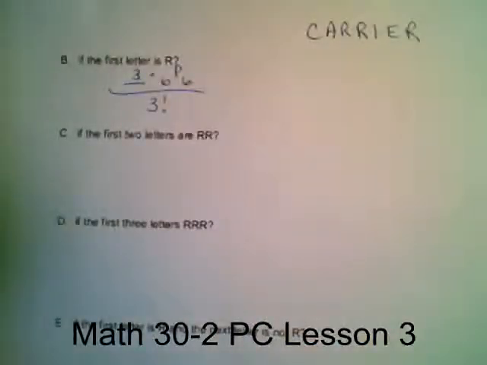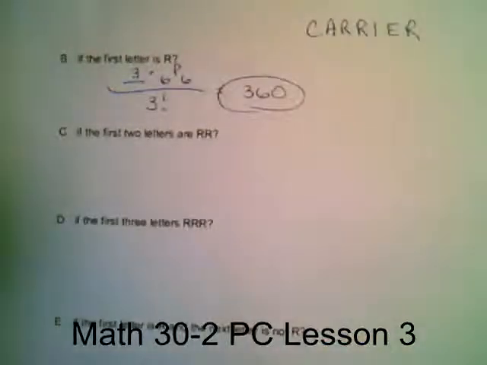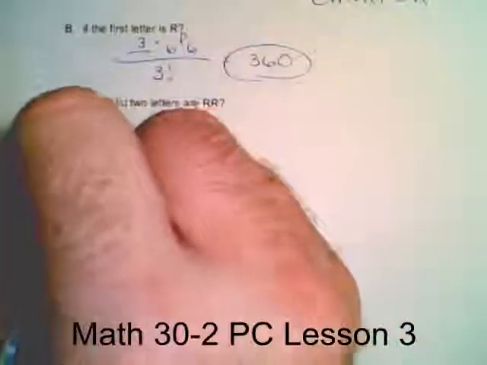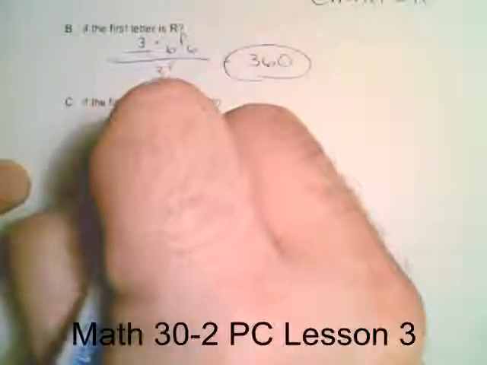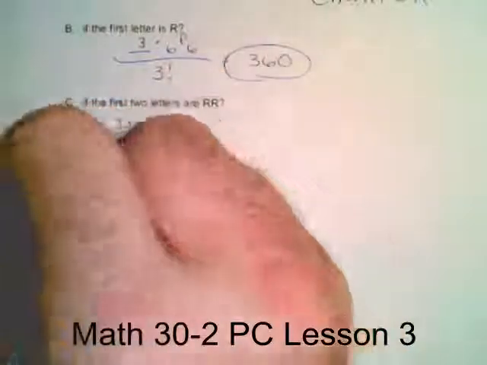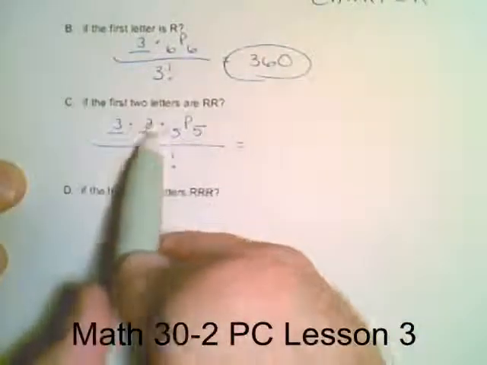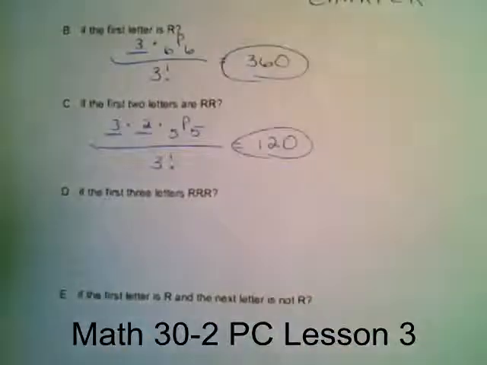Now continuing with this context, letters of the word carrier, so I'm just going to write that up again here: C-A-R-R-I-E-R, just for reference. If the first letter has to be an R, in this case I've got 3 choices for that R, and then I've got 6 other letters to choose from, and I've got to pick 6 of them. I'm still dividing out the repetition, so I'm still dividing the 3 factorial out. And what I'm going to get is, I believe, if I've done my math right, 360. So there are 360 arrangements if the first letter is an R.